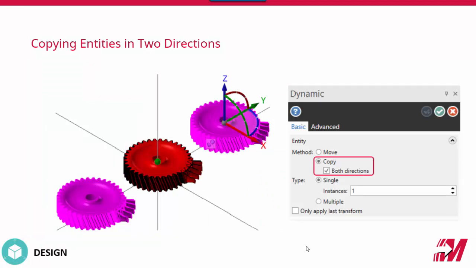Sticking with transform, we have the ability now to copy in both directions using dynamic. All we have to do here is when we do a copy, check the box both directions, and we can offset this twice.